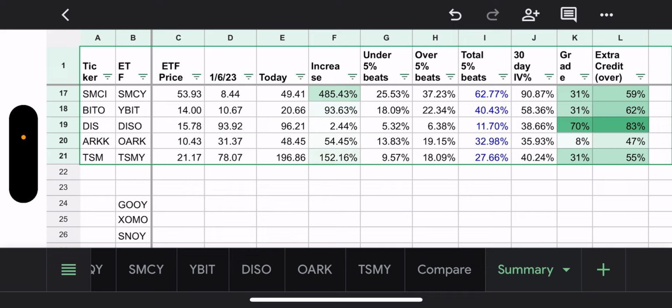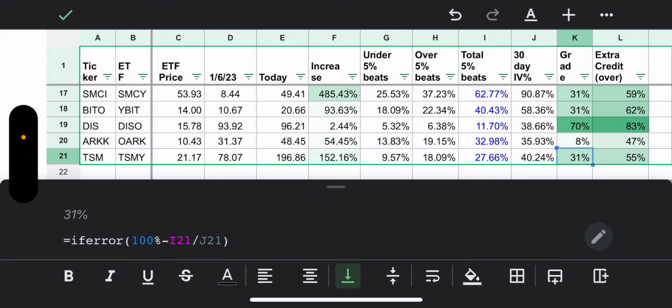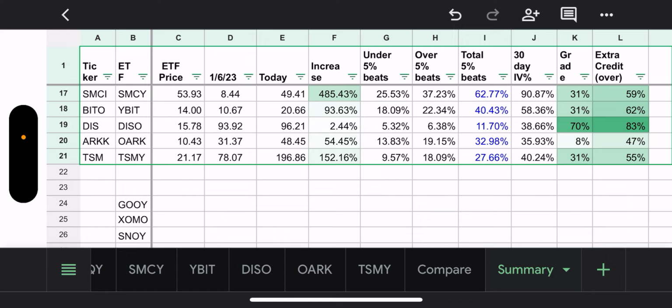All right, so their overall grade was 8%. The over grade was 47%, so that's not that great either. Last but not least, TSMY. Their grade was a 31%, which is kind of in line with the others. It's weird that this is formula, right? I and J, 21, yeah. So strange that three of the five had a 31% grade, which is not good. But these are not a good selection of five. Their over grade is 55%, and that's not really that great either.